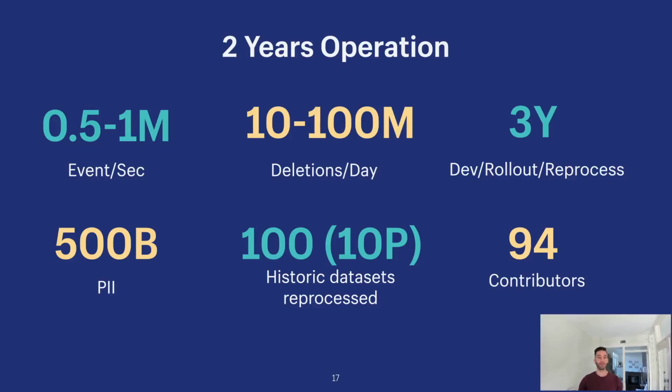So we have been running these systems and tooling for about 2 years in production, and we handle something between 500,000 to 1 million events per second. Our tokenization vault holds more than 500 billion distinct PII data points, from which we do tens to hundreds of millions of data deletions per day. And we reprocess more than 100 distinct data sets, on the order of tens of petabytes of data.